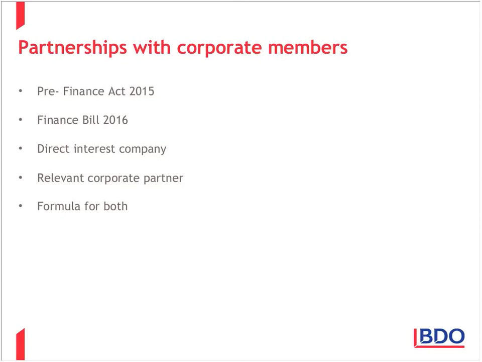It should be noted that the direct interest company has to be a member of the partnership for at least the 12-month period prior to the disposal of the shares in order to qualify for ER, in order to avoid the activities being treated as non-trading.